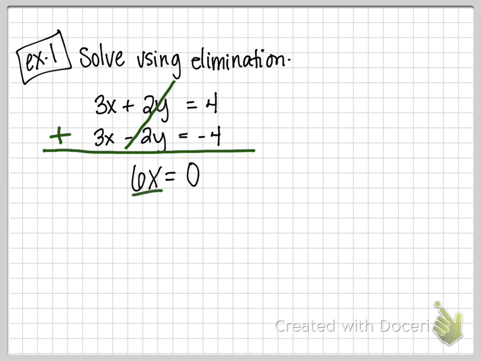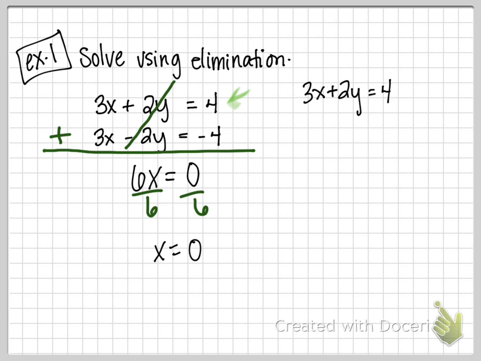Then, to get x, divide both sides by 6. So what does x equal? 0. The x coordinate of our intersection is going to be 0. From here, now we just take the fact that x equals 0 and plug it back in to either of the original equations. I don't think one looks better than the other, so I'll just plug it back into the first. 3x plus 2y equals 4.